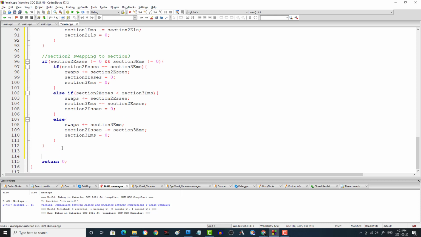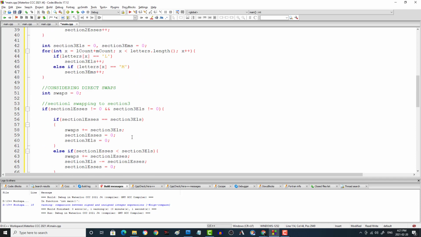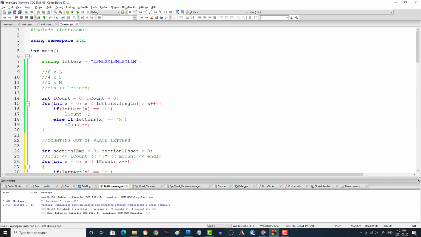Okay, let's just do some test code here and output the swap count. We're just going to output the swap counts at this point. Now, for our particular input, what would happen here? So 1, 2, 3, 4, 5, 6. Let's break it up here. That's our first section. So the 6 Ls, we have 5 Ms, 1, 2, 3, 4, 5. It should look like that.